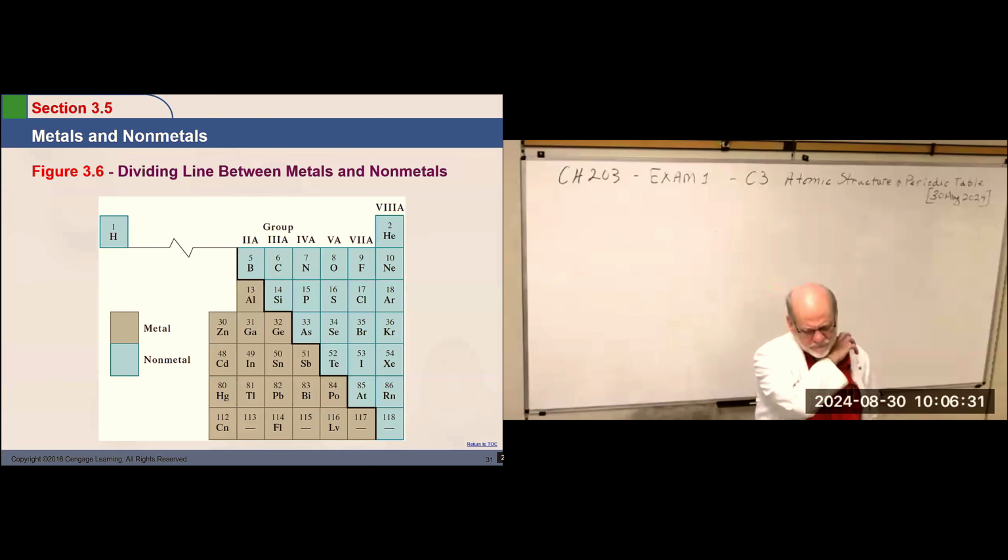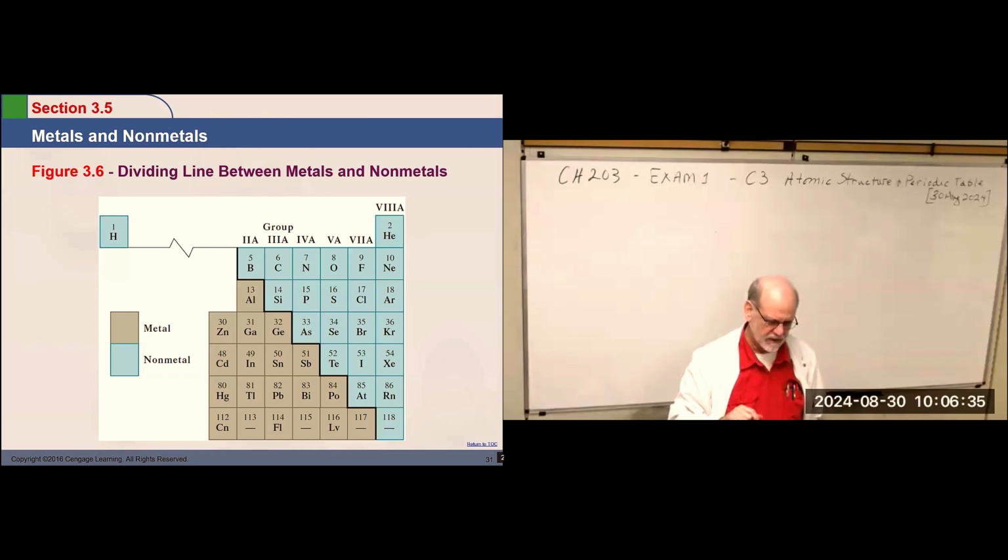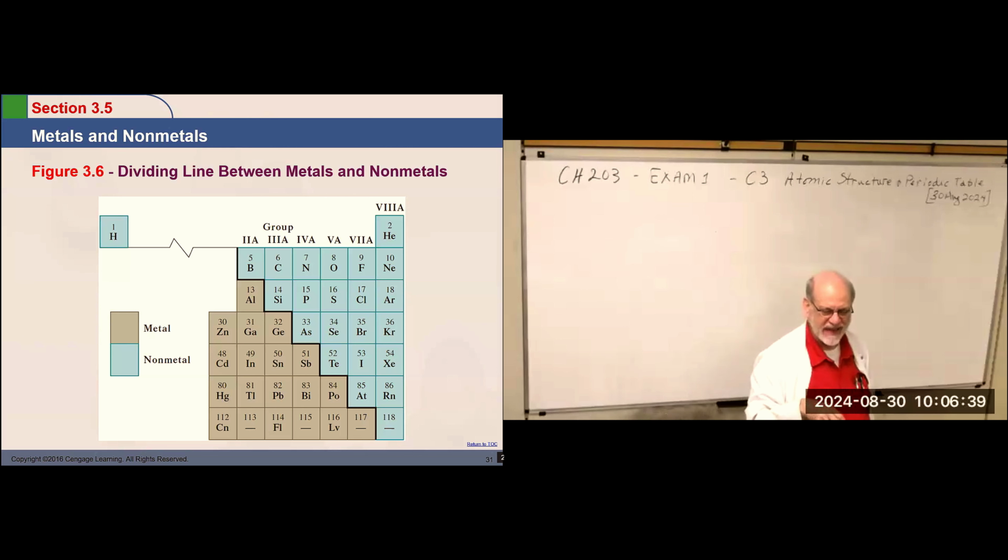There's also a subdivision along that black line. Some of those elements, under certain conditions, behave like metals, and sometimes they behave like nonmetals, on both sides of the line. So silicon, and we call those metalloids.